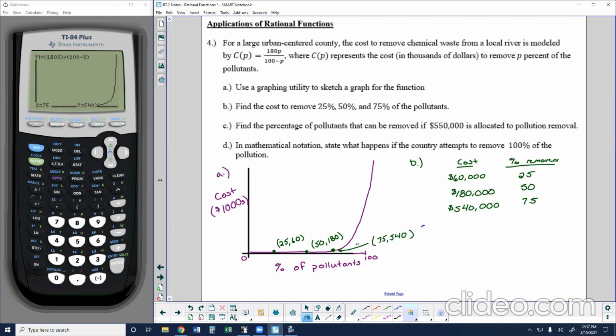Part C says to find the percentage of pollutants that can be removed if $550,000 is allocated to pollution removal. Well, 550,000 would be a Y value. So what I can do here is input 550, and again, Y is in thousands, so just 550, and graph. And you can see that it drew a line down there in the bottom. And I want to find this intersection point.